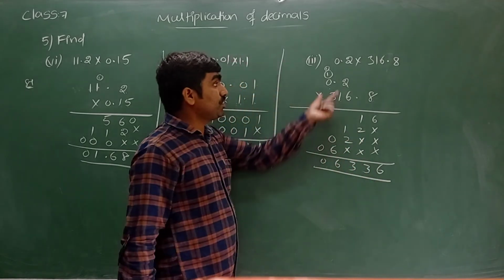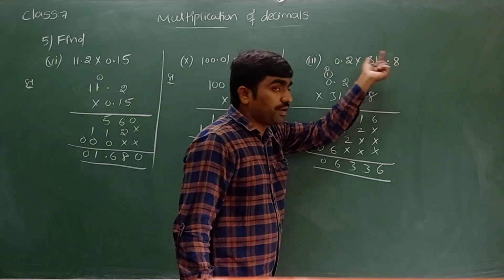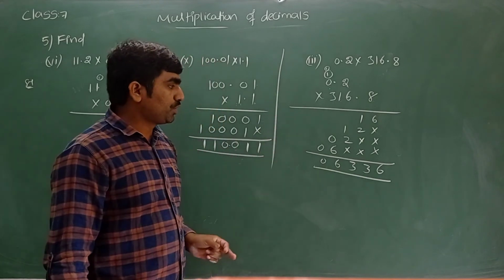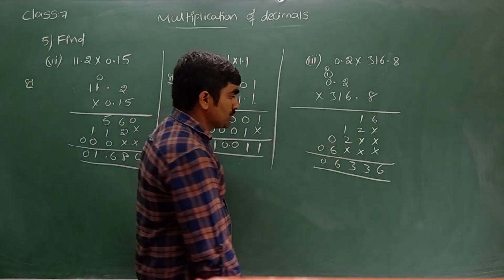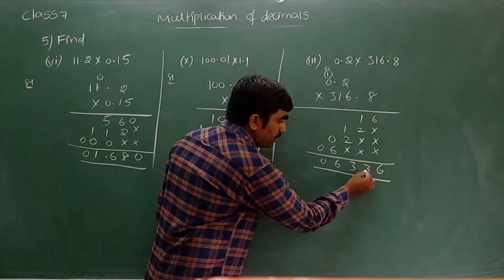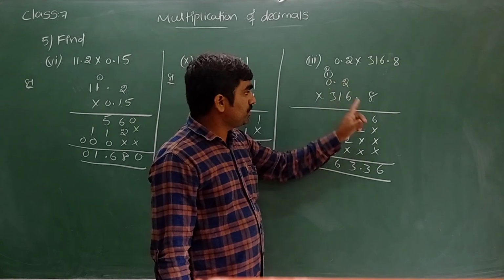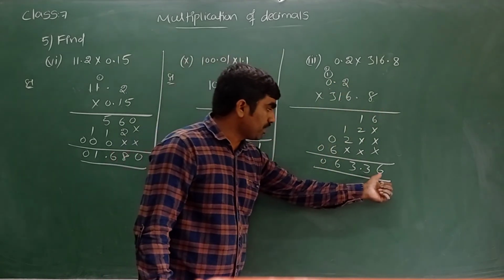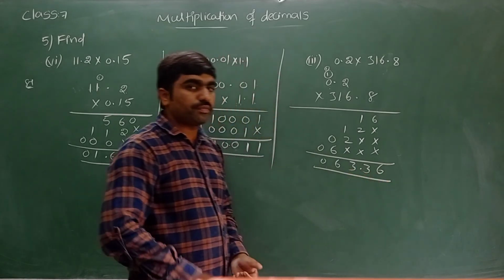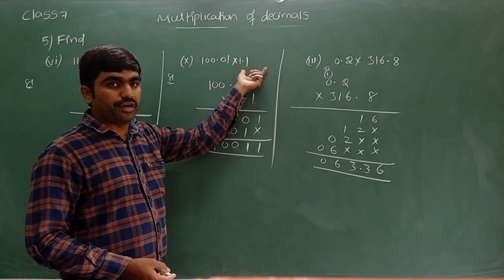Yes. Here I can see 1 decimal place, 1 decimal place. Sum of decimal places, 1 plus 1 is equal to 2. So the product also must contain 2 decimal places. So from back onwards 2 digits before you keep the decimal point. Point after one digit, point after one digit, both together point after two digits. So from back onwards, two digits before, keep the decimal point. This is the way we can multiply decimal and decimal.